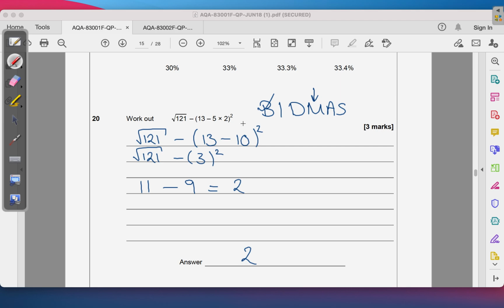So BIDMAS is important. We do inside the brackets first, but inside the brackets we need to do a multiplication first. So that gives us 10. And then we do the sum in the brackets, 13 minus 10 gives us 3. Then we do the square root, and then we do the squared, 11 minus 9 gives us 2.